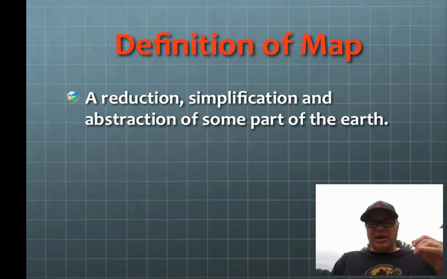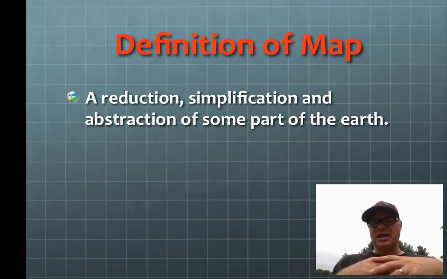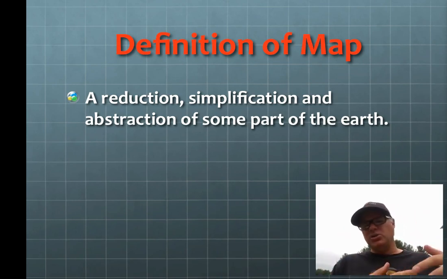The last term, abstraction. Abstraction means that it uses symbols to portray what's actually there. In other words, if the map wants to show you where a church or a restaurant is, it doesn't actually show you a real picture of it as much as it shows you a symbol. Like for a restaurant, it might show you a little fork and knife, or a cross for a church. And so because of that, it uses abstract symbols. That's where we get this definition of a reduction, simplification, and abstraction of some part of the Earth.